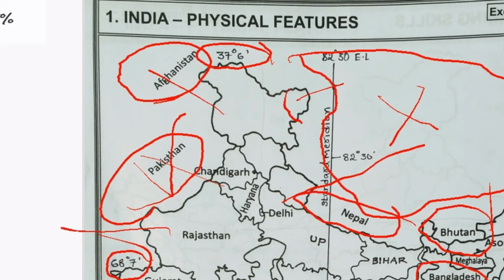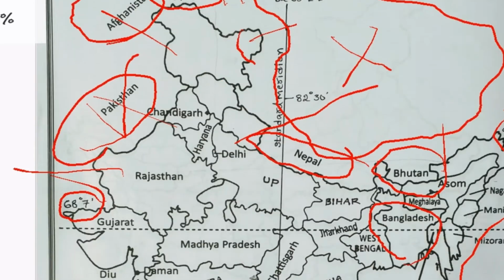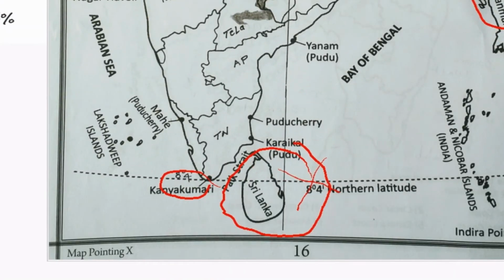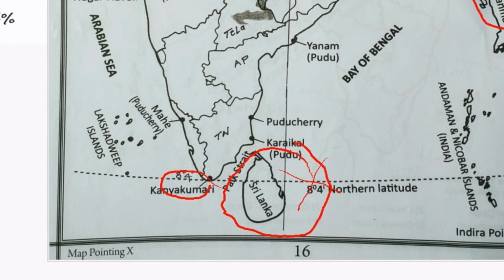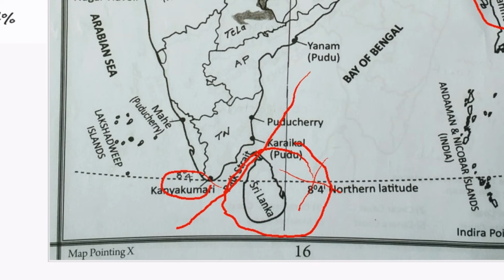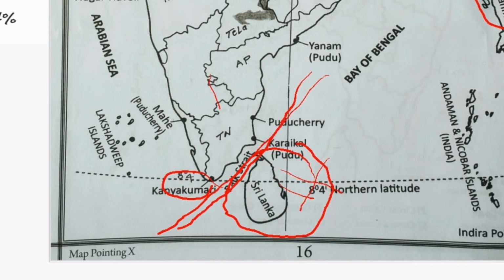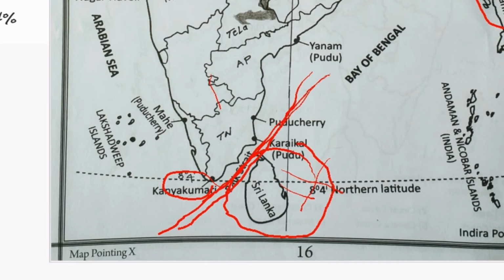Okay, and here if we move to Sri Lanka, here Sri Lanka is separated. So here we can see the Palk Strait between India and Sri Lanka. This Palk Strait separates Sri Lanka from India. So that's why Sri Lanka was separated by the Palk Strait.